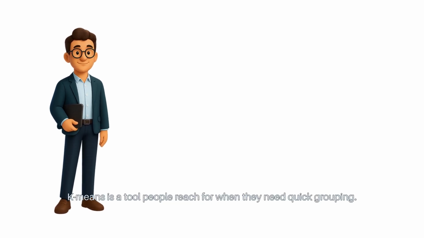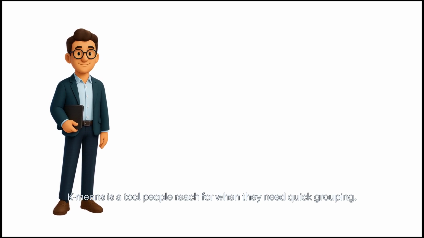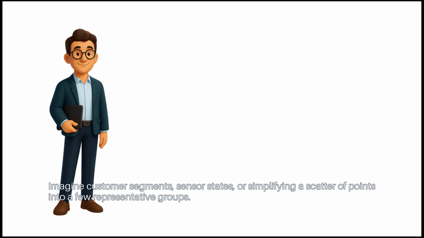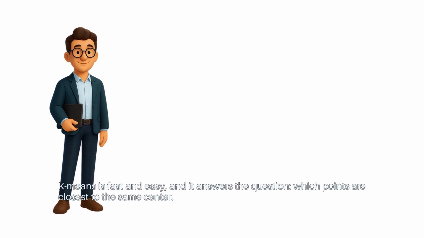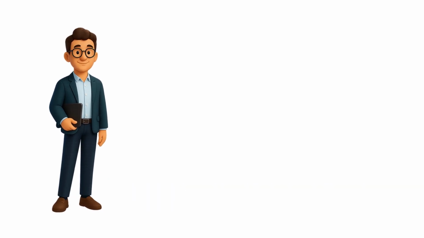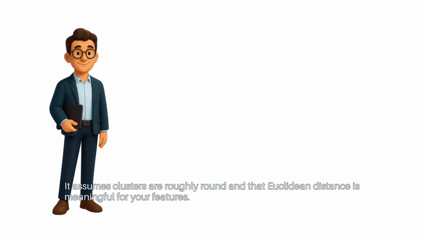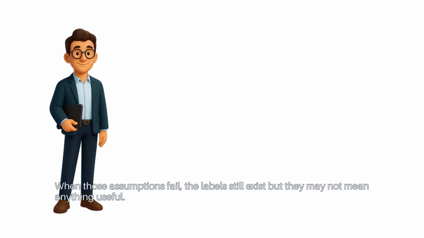KMeans is a tool people reach for when they need quick grouping. Imagine customer segments, sensor states, or simplifying a scatter of points into a few representative groups. KMeans is fast and easy, and it answers the question, which points are closest to the same center? It is not magic. It assumes clusters are roughly round and that Euclidean distance is meaningful for your features. When those assumptions fail, the labels still exist, but they may not mean anything useful.